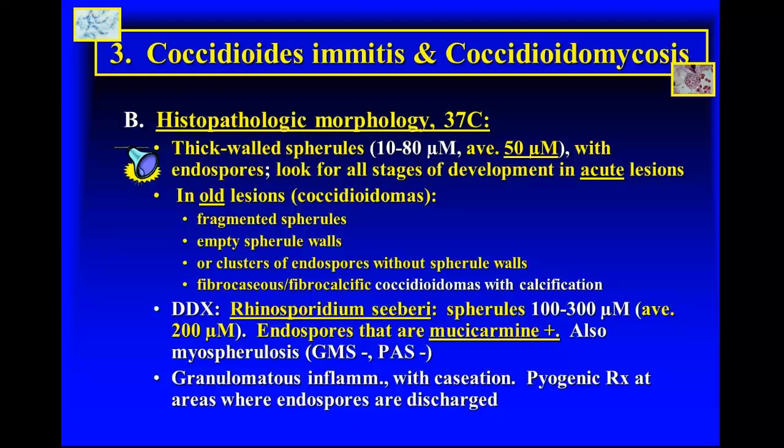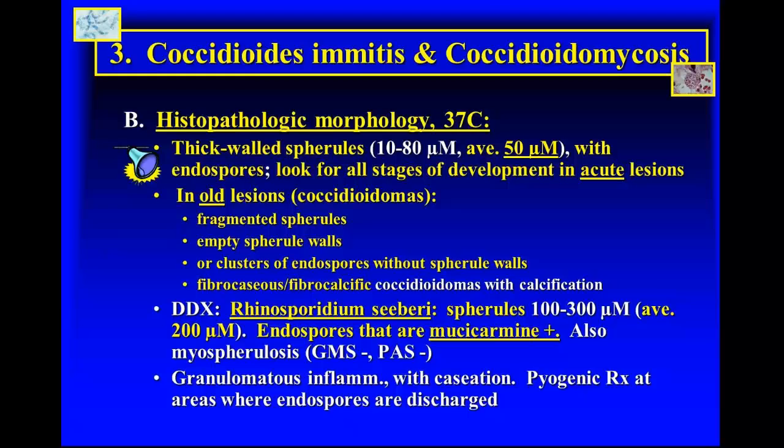And in acute lesions, which we've had at Tampa General, and I have pictures to show you of pneumonitis, you will see all stages of development of those spherules. I only see coccidioidomas at Moffitt, so I will only see either fragmented old spherules, sometimes empty spherule walls. I may see a cluster of endospores that no longer have a spherule wall in the midst of a fibrosis and caseation, or fibrosis and calcification, what we call the coccidioidomas.